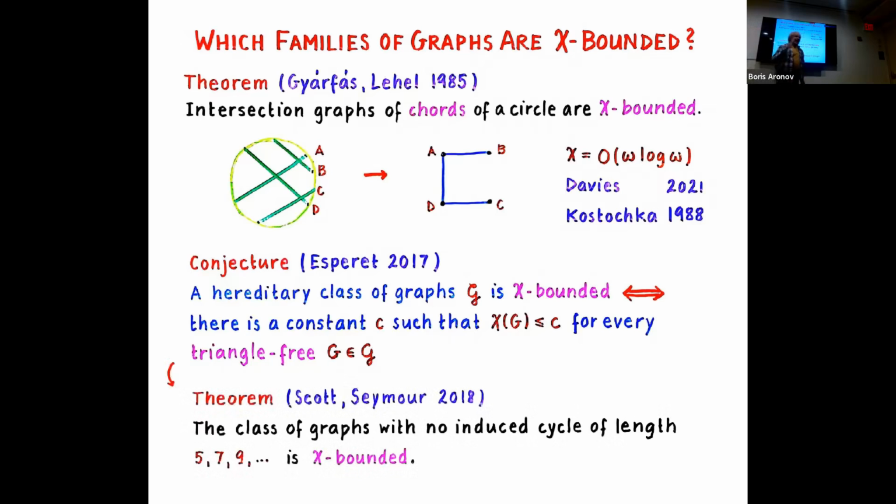So I just want to say that if this conjecture is true, then there are lots of nice things that we can prove with it. So here is an example. So again, what does it mean?